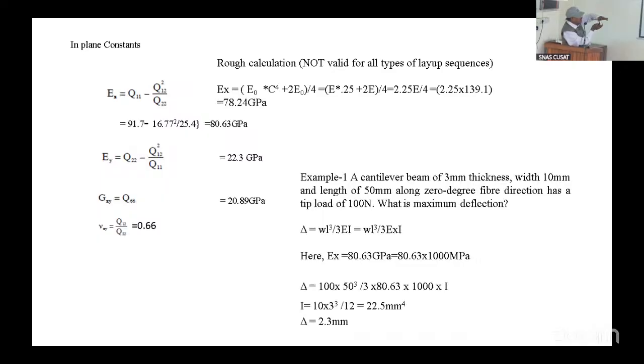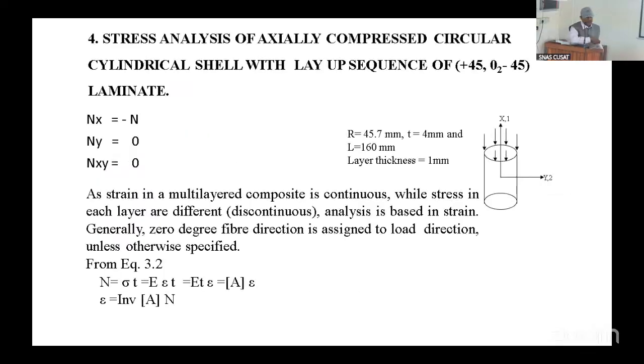So if all put together, if you do it, what is the deflection you want to calculate? WL cubed by 3EI, you want to calculate it. So for that, you put E as this value, which you got from rule of CLT, classical laminate theory. Substitute it, you will get 2.3 millimeter. So 2.3 millimeter, you cannot get from your conventional formula. So you get equivalent property and get it. Okay, Rajesh? The next we'll see that. Okay.